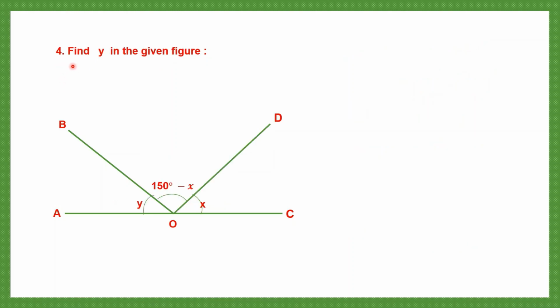Question 4. Find y in the given figure. So we've been given a figure, and where is y? We have y here. Now we need to find the value of y. Now AOC is a straight line. As you can see, AOC, and the sum of angles on a straight line will always be equal to 180. Now we can see three angles here: y, 150 degrees minus x, and x. So the sum of all three angles will be equal to 180 degrees.